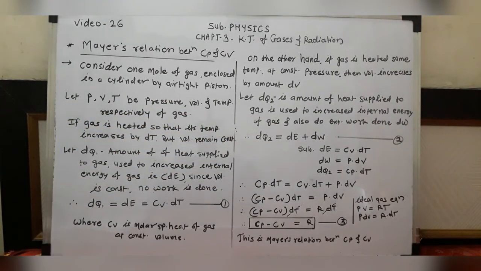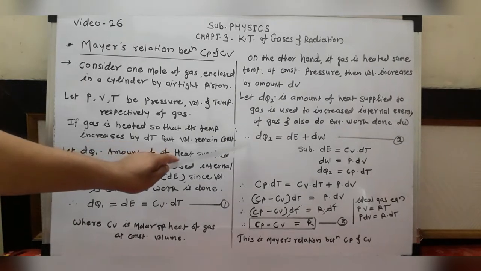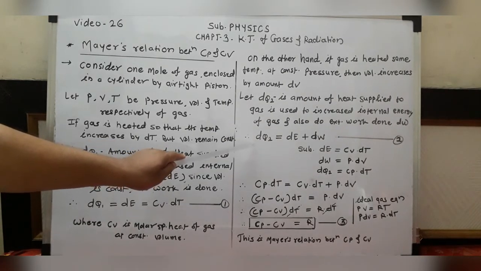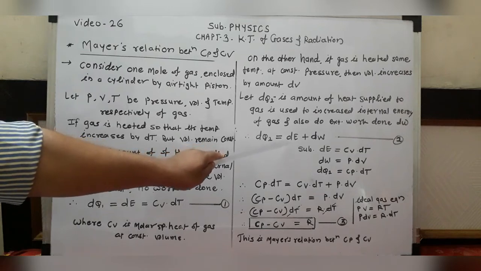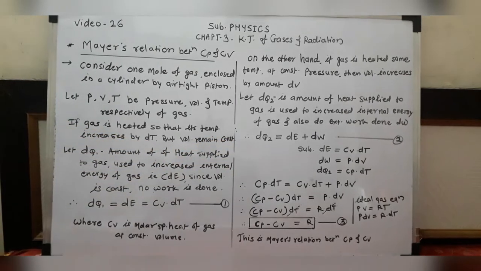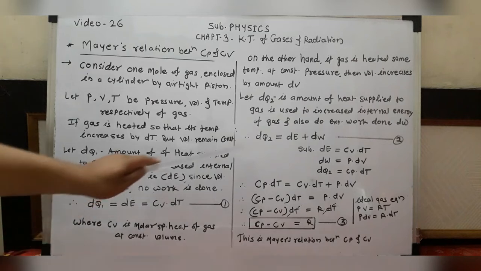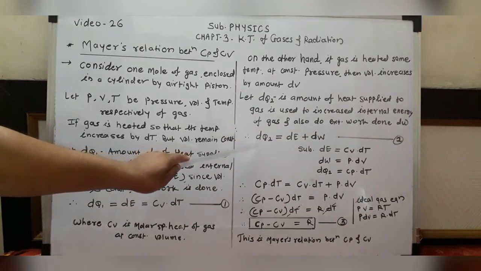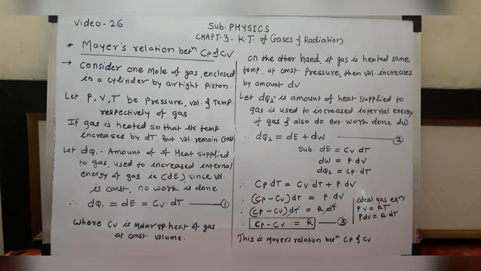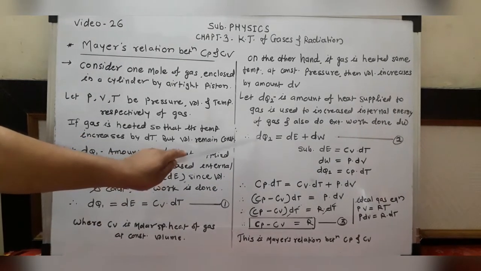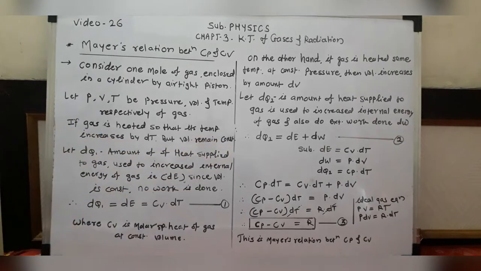Therefore, this amount of heat is utilized for two purposes: to increase the internal energy as well as to do the external work. Therefore we can write dq2 is equal to dE plus dW. We have to substitute the values for dq2, dE and dW.